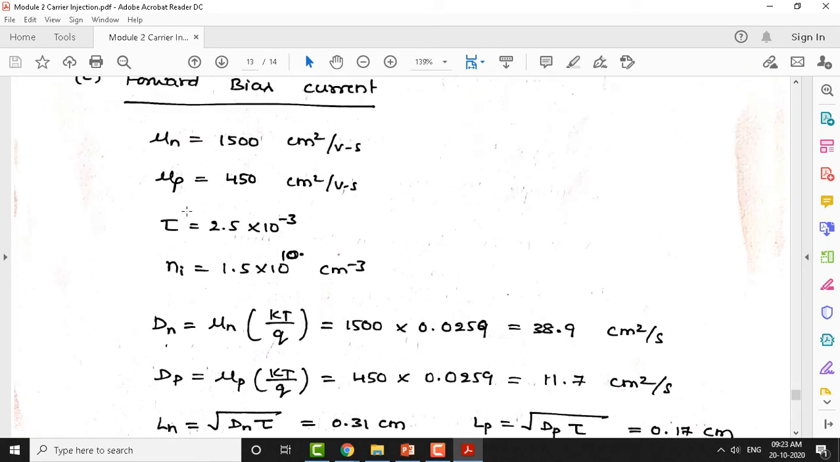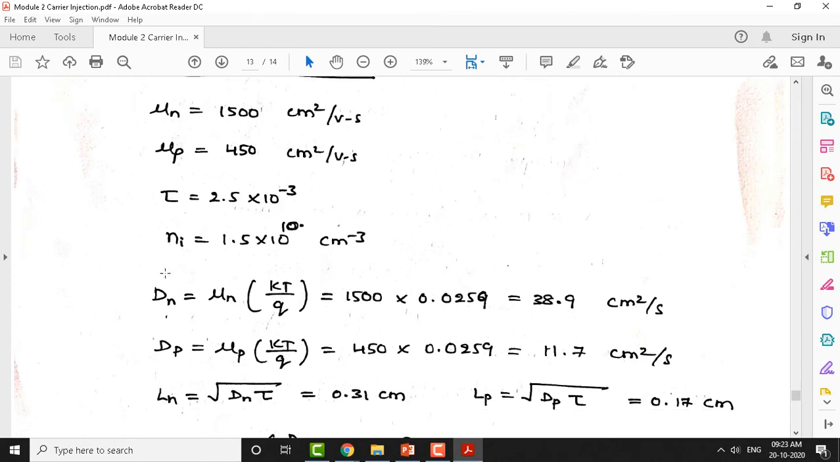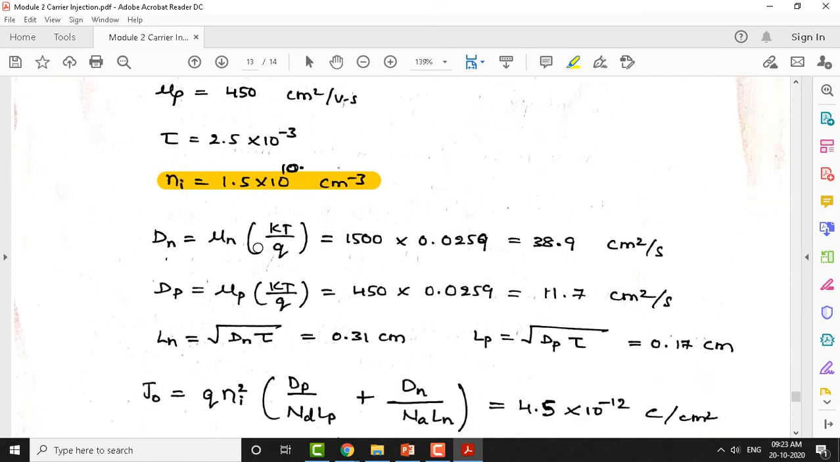For example, here mu n, mu p are given, tau p and tau n are given, and the value of Ni must be known: 1.5 into 10 to the power of 10. This is for silicon. I told you to remember this value. This value is very important. Sometimes they may not give you the intrinsic concentration for silicon, so just remember this value.